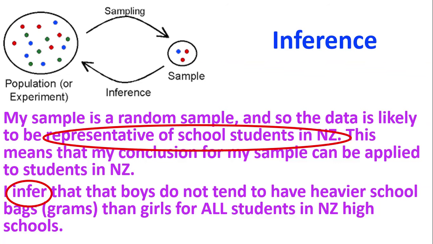So my inference will be that boys do not tend to have heavier school bags than girls for all students in New Zealand. Because I don't have enough evidence, I can't make the call, so that means I'm going from my sample, and that also therefore is going to apply to the population of all students, and I'm going to say I infer that boys do not tend to have heavier school bags than girls, which is what I might originally have thought. And that is an inference. I'm making a suggestion about the population based on my sample.